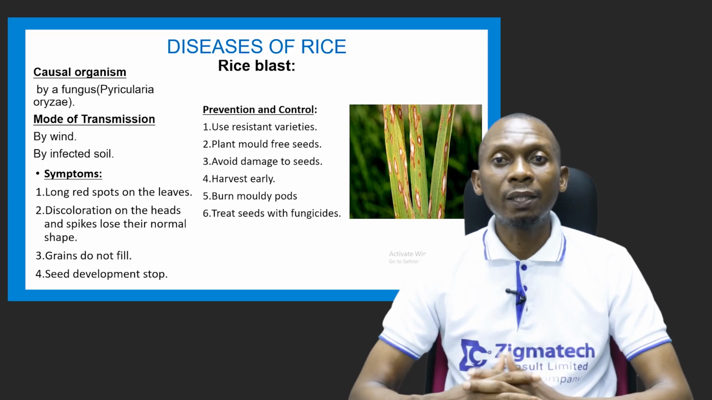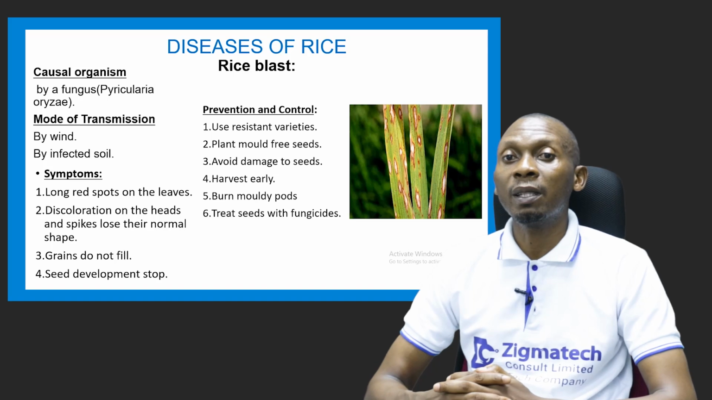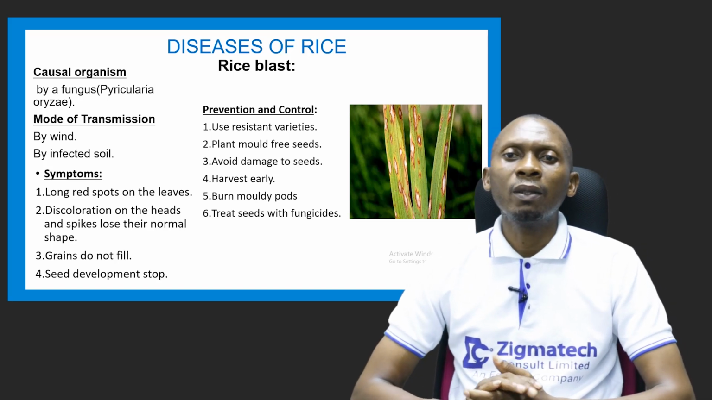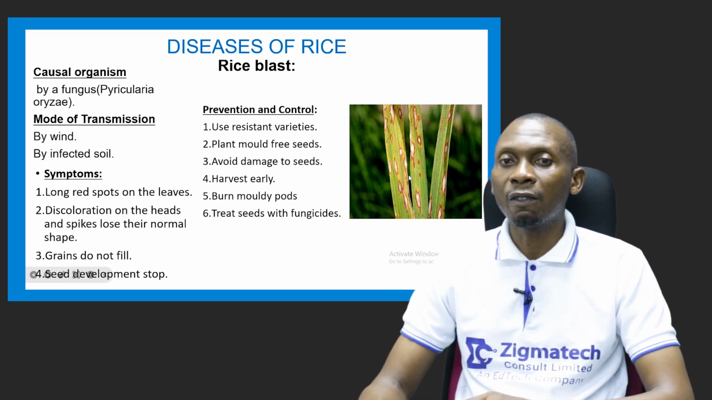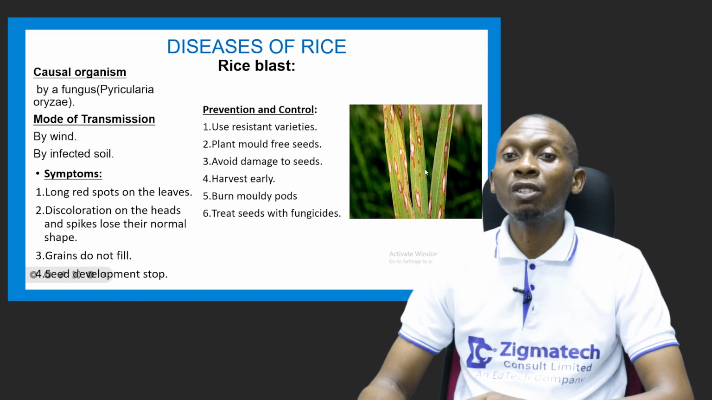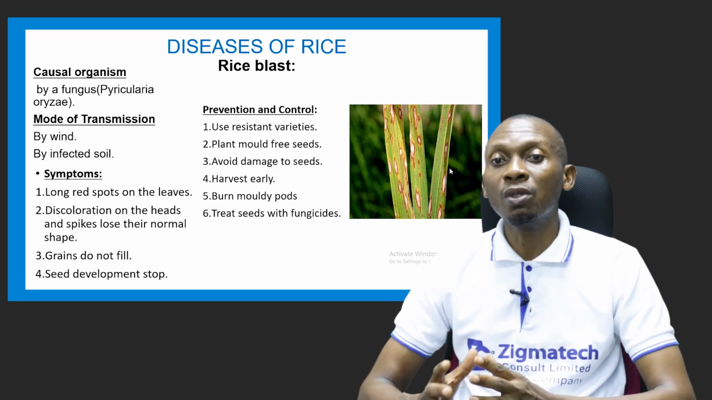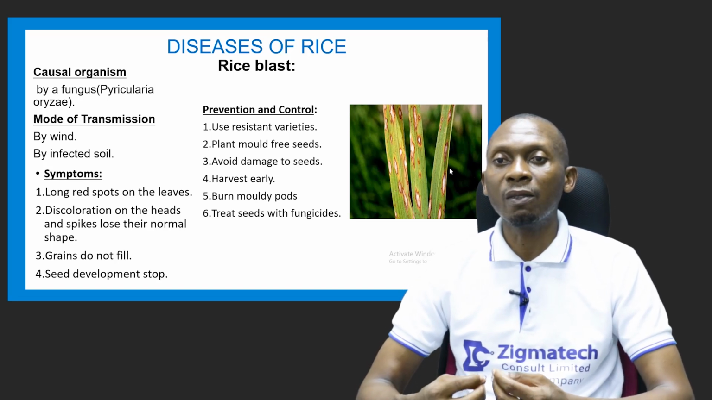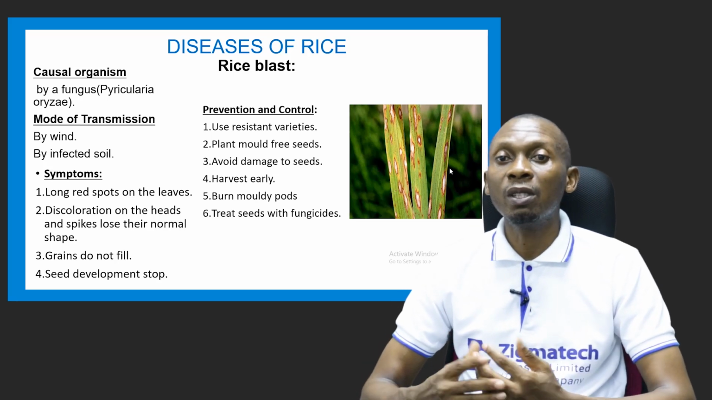Starting with rice blast, it's caused by the fungus Pyricularia oryzae and is transmitted through wind and also infected soils. Now, the symptoms you observe are red spots on the leaves. As you can see, the leaves have red spots. There's also discoloration on the heads and spikes. The spikes also lose their normal shape. These are parts of the plant that you observe. The heads are where the grains of the rice actually develop. So you can see there will be discoloration there.